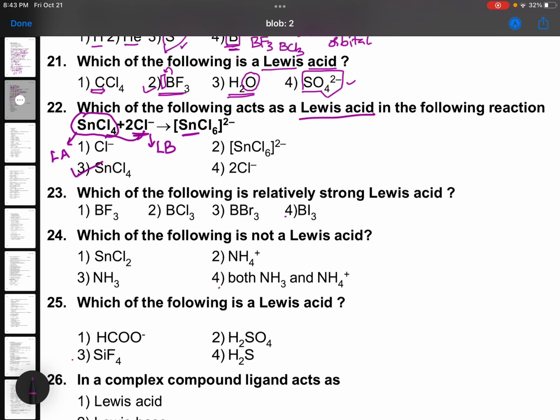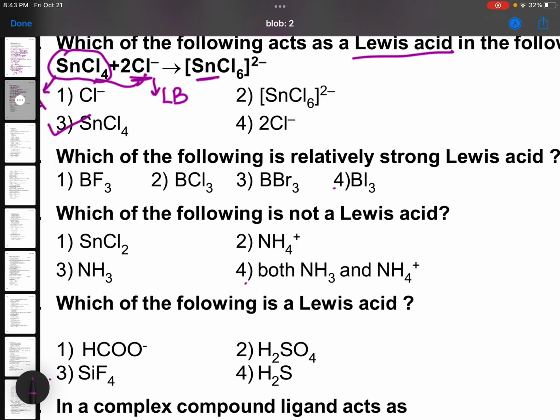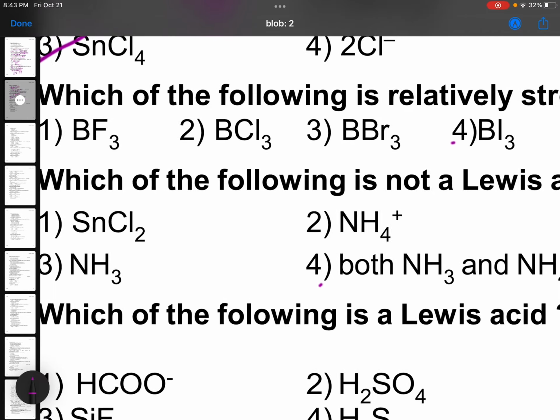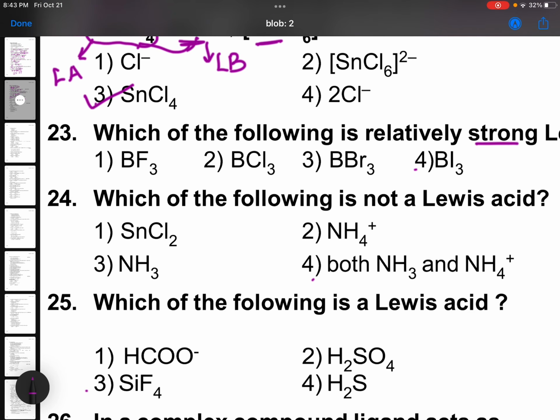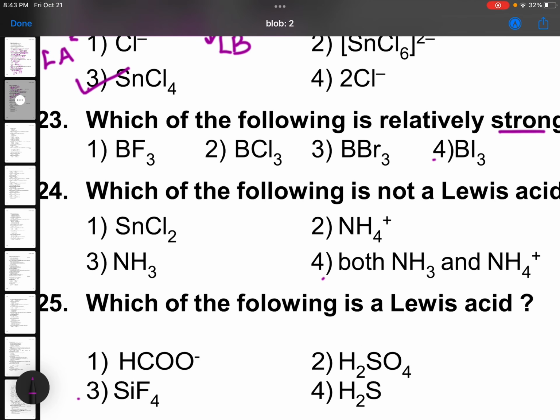This is one very interesting question. Group 13 elements, you see this question generally. Which of the following is relatively strong Lewis acid? Actually, in terms of Lewis acid, there is no word strong. Hard acids, soft acids like that. The meaning is in BF3, boron and fluorine are of almost same size. Because of this reason, fluorine can give the electron pairs back to boron. This is known as back bonding.